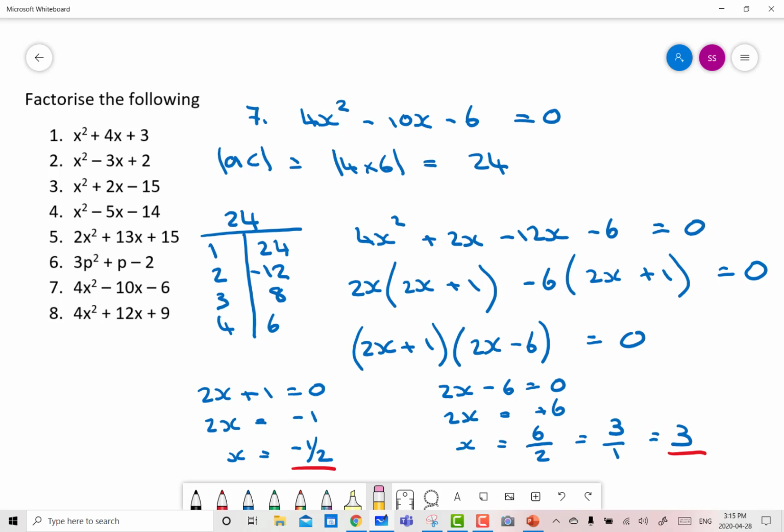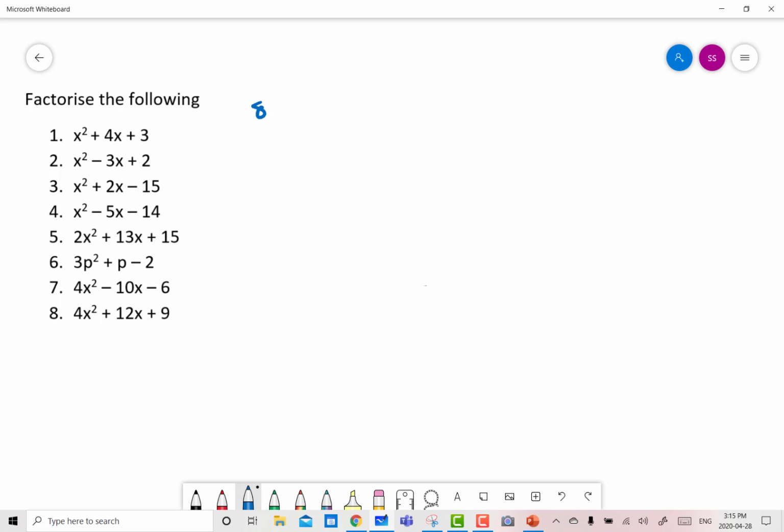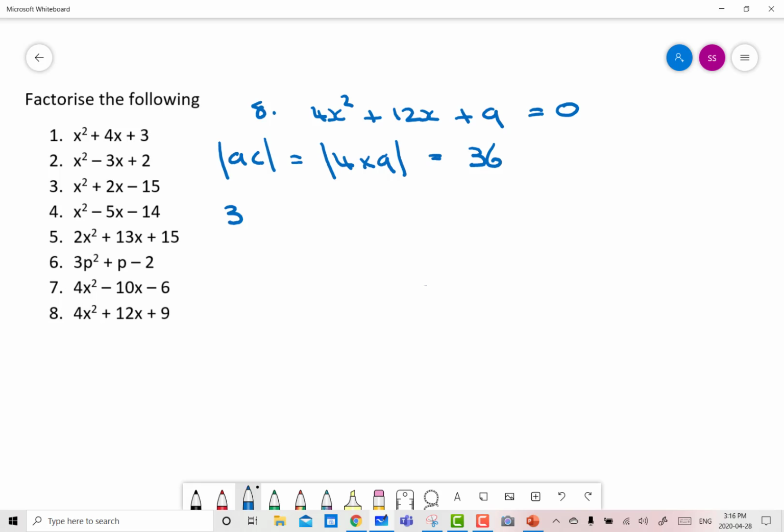Okay, let's take a look at the very last one here, number 8. So for question 8 then, we've got 4x squared plus 12x plus 9 equals 0. So modulus AC is going to be 4 times 9. That's 36. So what are the factors of 36?